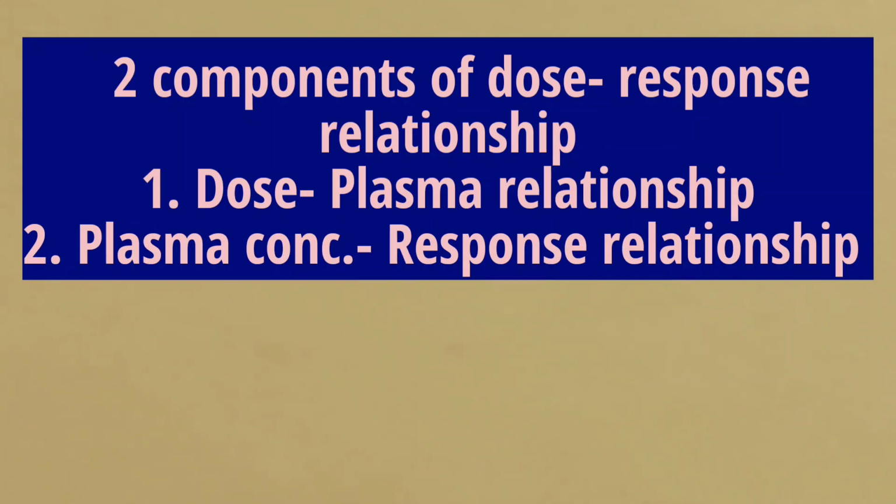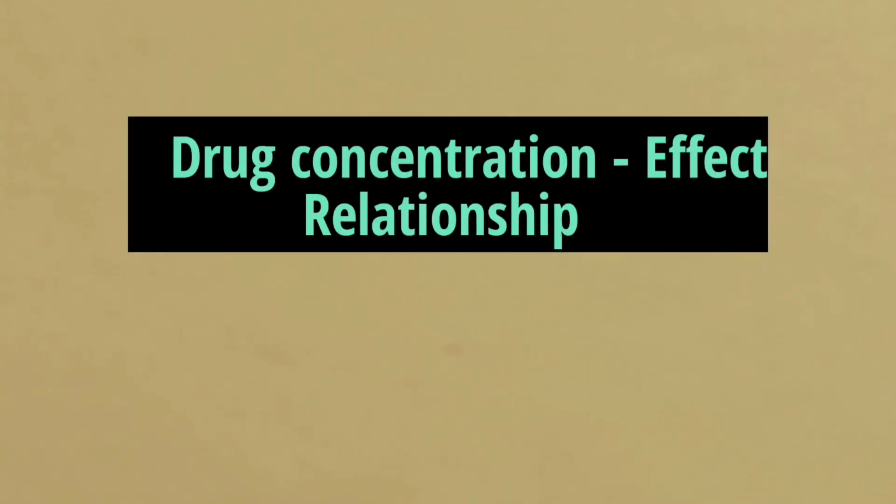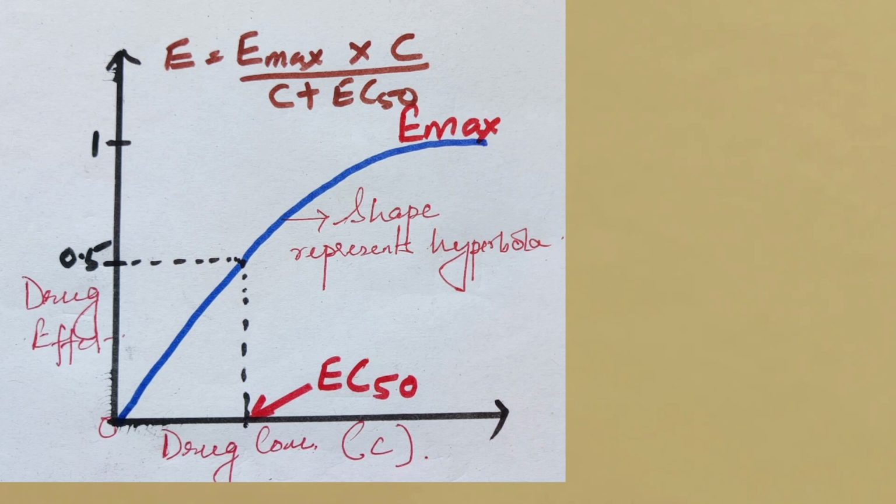increases. The relation between drug concentration and effect is represented by a hyperbolic curve and described by the following equation. E is equal to E max multiplied by concentration divided by concentration plus EC50. So E is the effect observed at concentration C. E max is the maximal response that can be produced by the drug, and EC50 is the concentration of the drug that produces 50% of maximal effect.